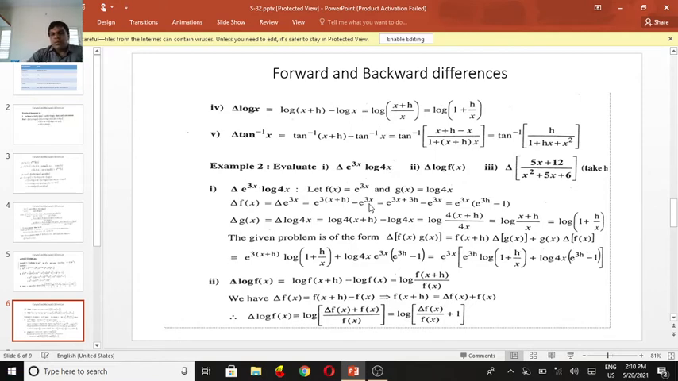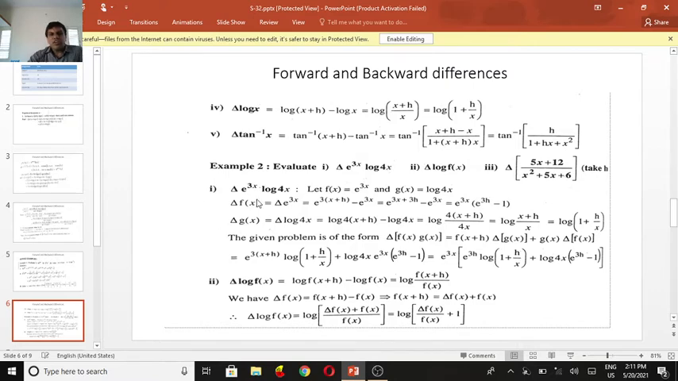Now we come to the product of two functions. We are familiar with the properties: sum, product, and difference. Evaluate del of e^(3x) log 4x, del of log f(x), and del of (5x + 12)/(x² + 5x + 6).